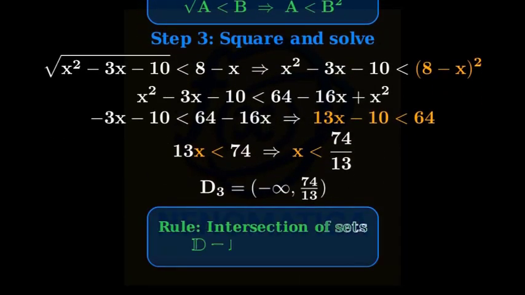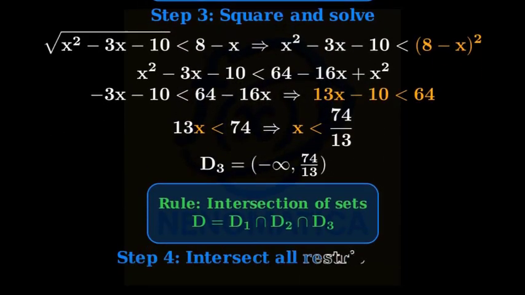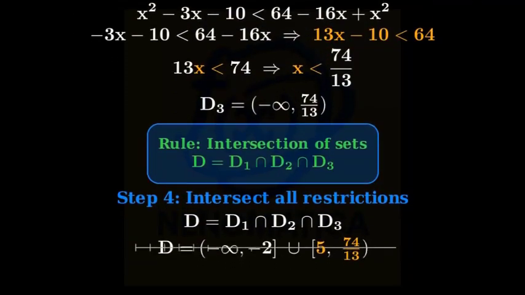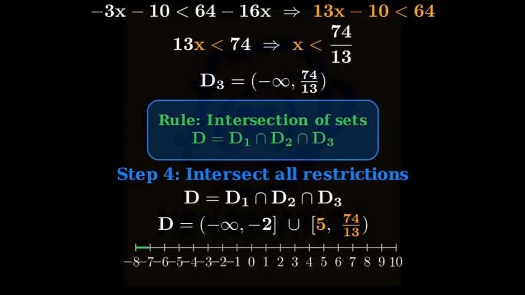Step 4. Intersect all 3 conditions to obtain the solution set. Intersect D1, D2, and D3. Because 74 over 13 is about 5.69, the final solution is all x less than or equal to -2 or x from 5 inclusive up to 74 over 13 exclusive. We will also visualize this on a number line.